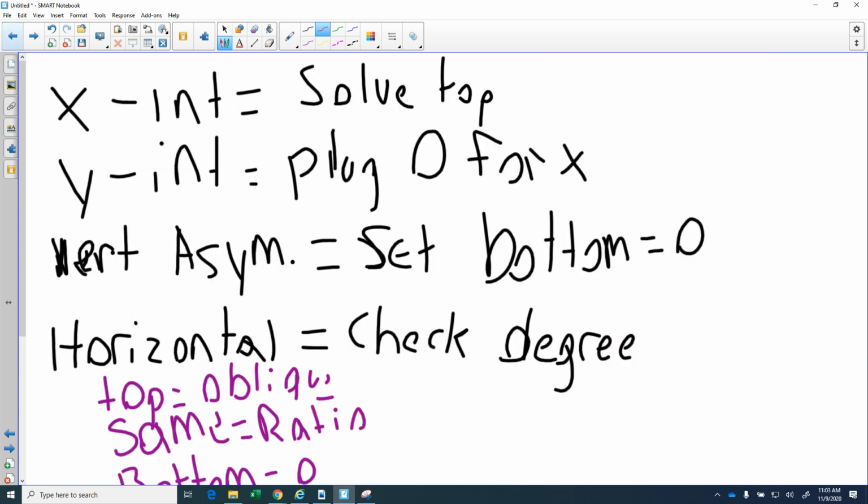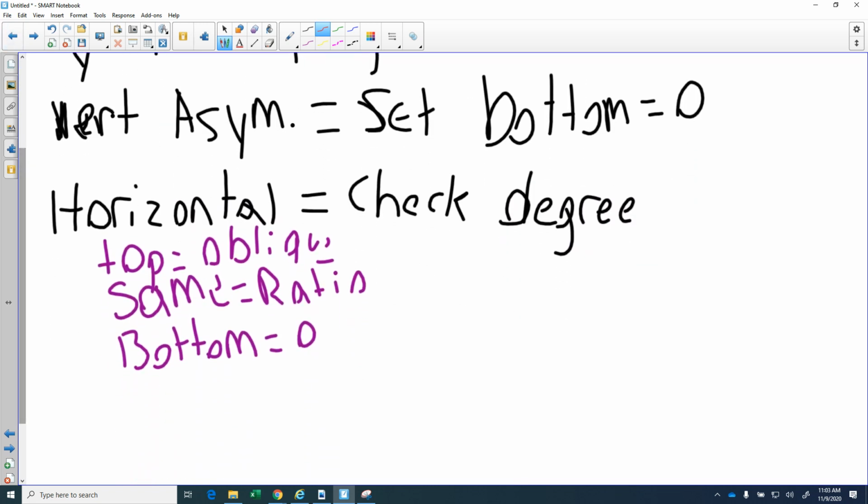We want to check those 2 degrees and then go back to these 3 possible rules. Well, since the bottom is larger than the top, our answer automatically is going to be 0 as a horizontal asymptote. Okay? Now, like I talked about, we'll have 2 days to go through this lesson, and in class, we'll talk about these a lot more and how they're going to affect it.